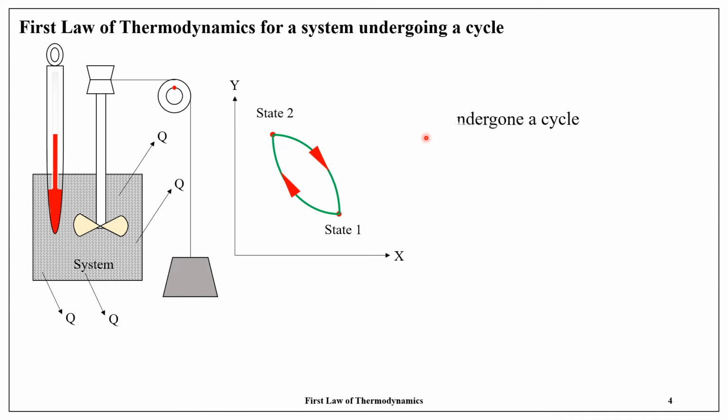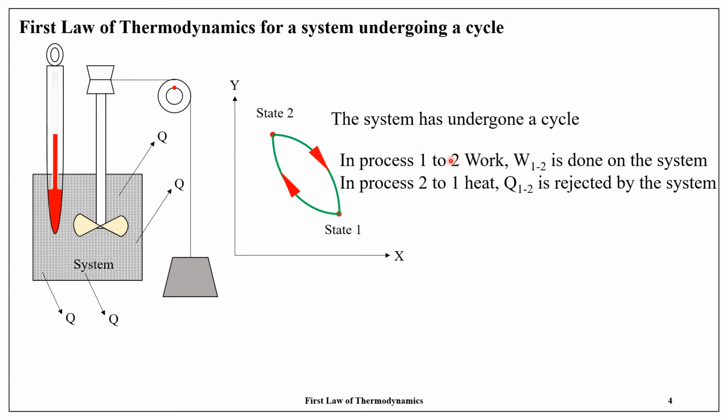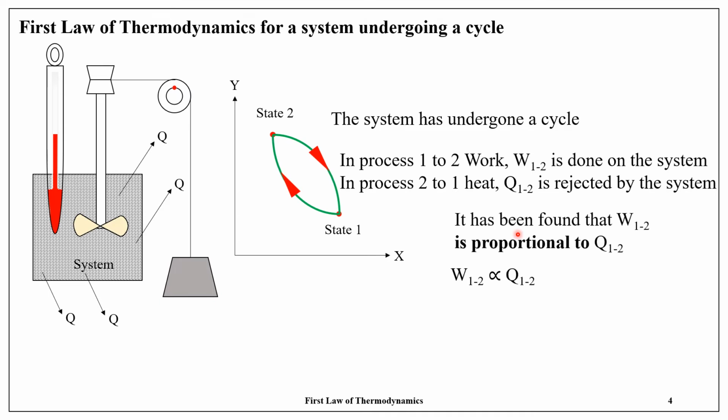Now, what we can say is the system has undergone a cycle. And in process 1 to 2, work 1 to 2 is done on the system, paddle wheel work. In process 2 to 1, Q2 to 1, that is heat, is rejected by the system. We can write work done is proportional to heat transfer. So this is written based on a number of experiments.